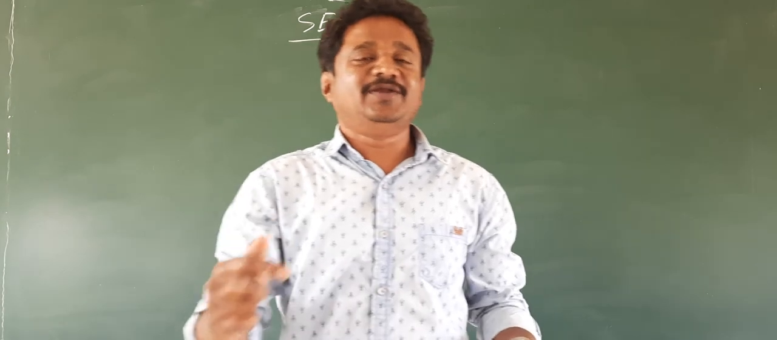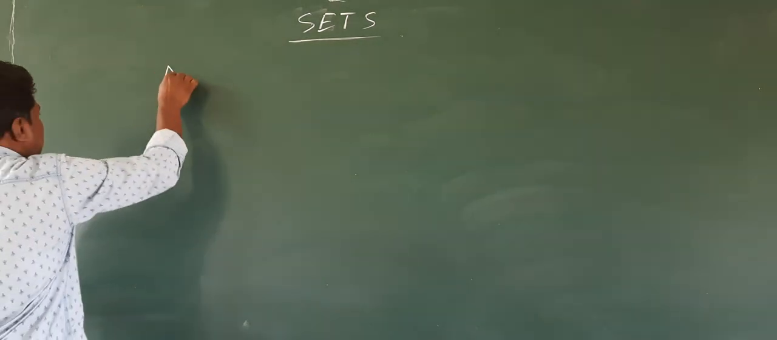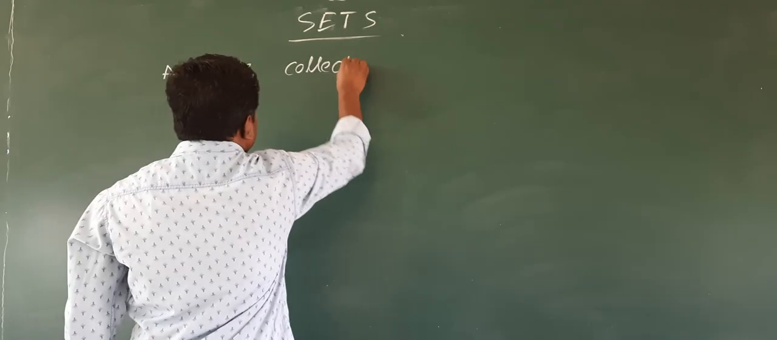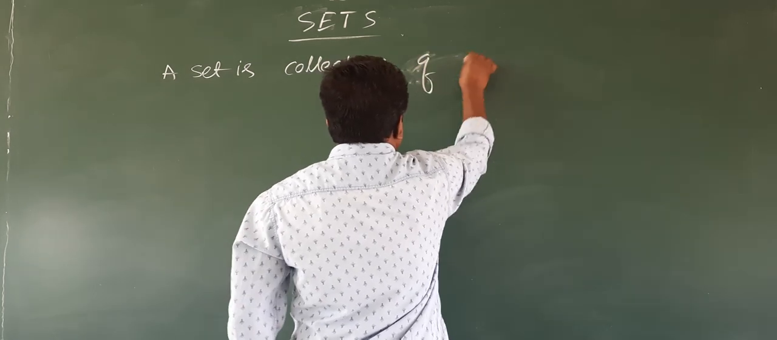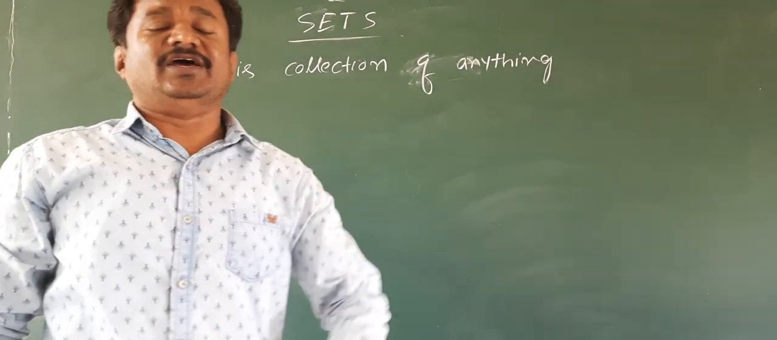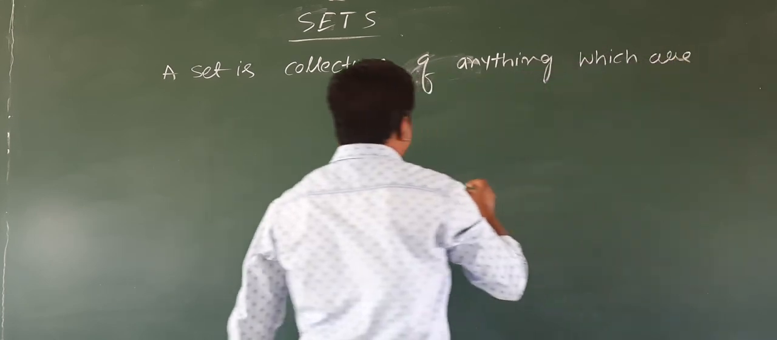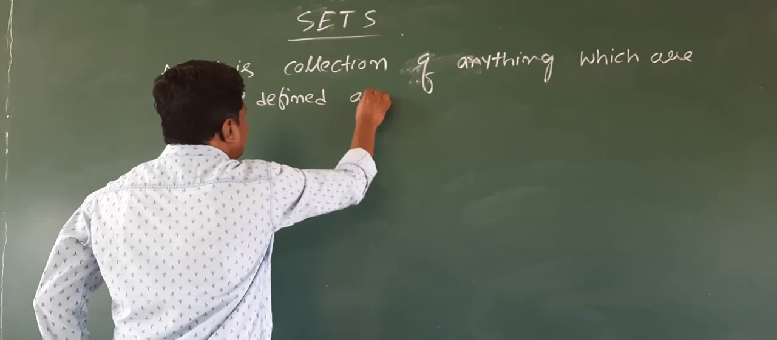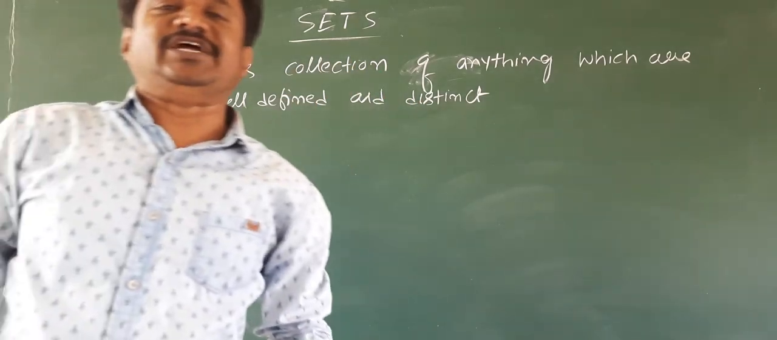What is a set? Set andre enu? Now I am going to define what is a set. A set is a collection of anything which are well defined and distinct. So this is the definition of a set, students.